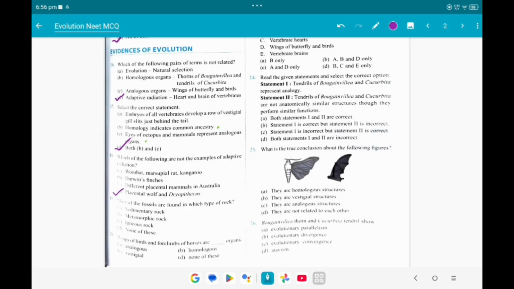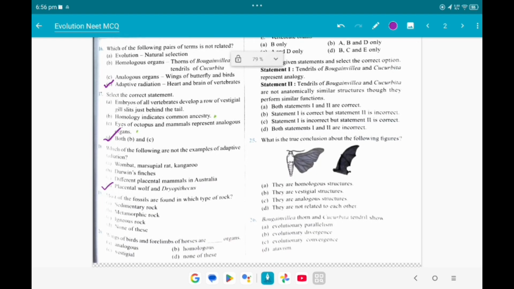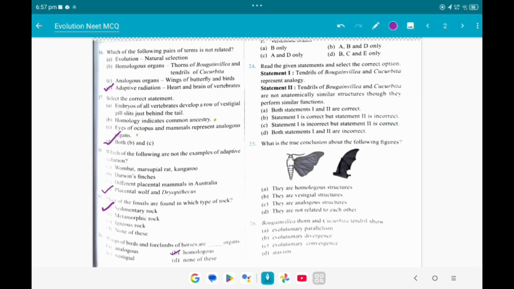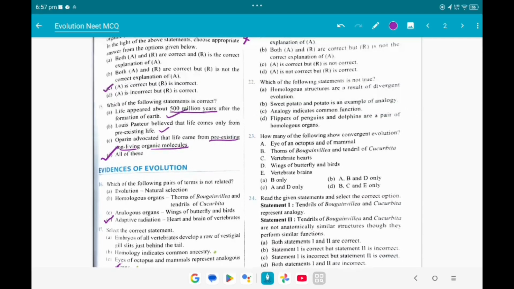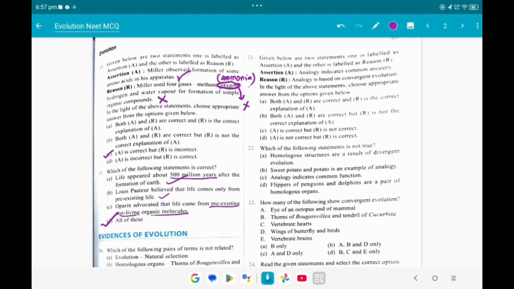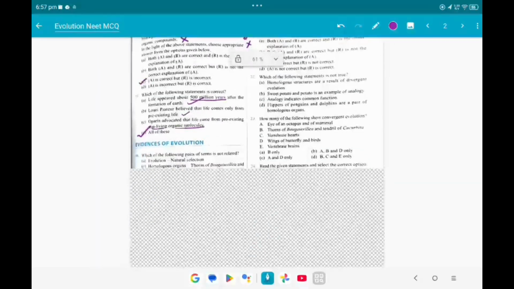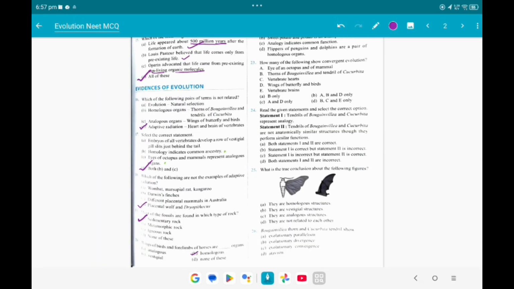Okay, question 19. Most of the fossils are found in which type of rock? Remember this to be sedimentary rock, because when sedimentation occurs, the remaining dead bodies of the organisms get crushed, pressed, and the fossils are found there. Wings of birds and forelimbs of horses are homologous organs. It's a very famous example. Question 22 is... sorry, question 21. That was question 20, I think. Yes, sorry, it was question 20. Question 21.